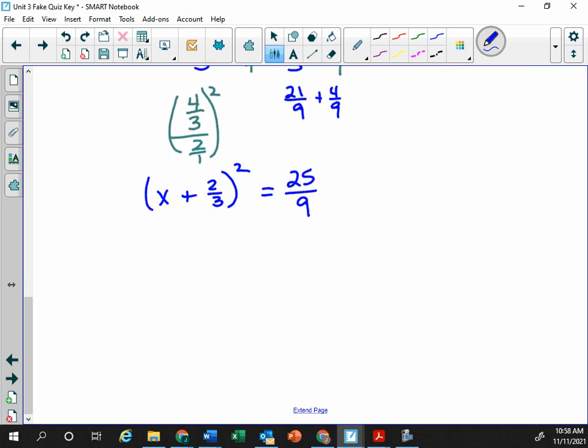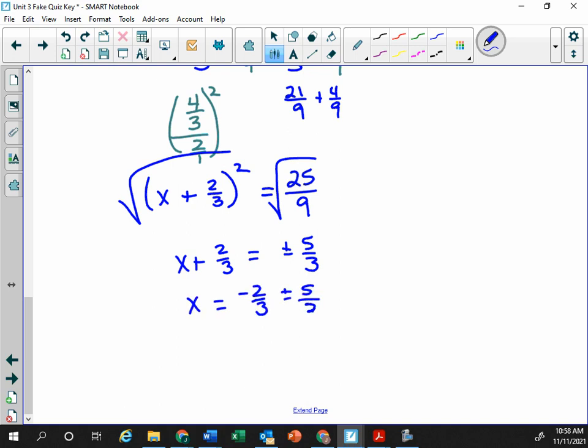Okay, with me there? Then it's just a matter of solving. So I square root both sides. I get plus or minus 5/3. And then you actually just add and subtract those numbers, and you get -2 plus 5 is 3/3, which is 1, and then -7/3. Okay? So if the directions say solve by completing the square and you don't complete the square, you won't get credit for it. Yep, solve whatever works for you.